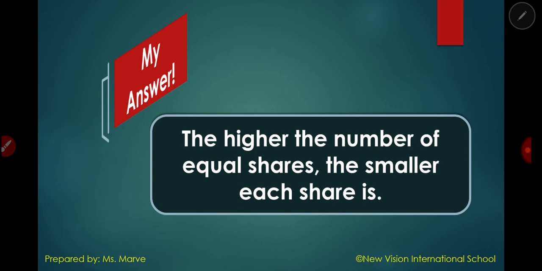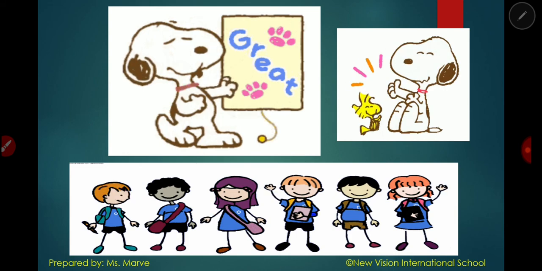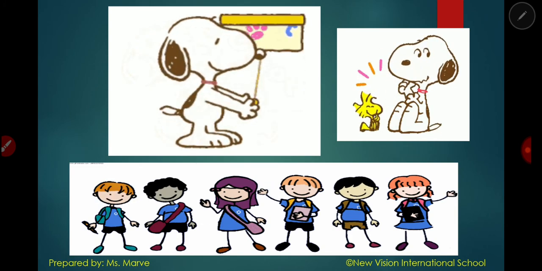Okay, so if you want to get a big share, then divide it with what? Smaller or lesser or lower number. Okay, just like a 1/2 and a 1/4. If you are so hungry, you need to divide your pizza into 2 equal parts, not 4 equal parts. Understood?